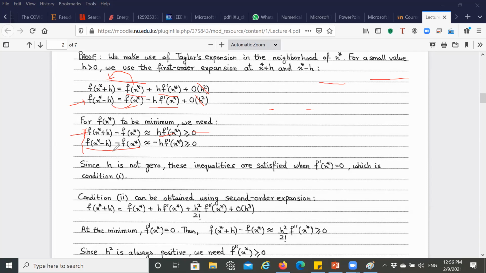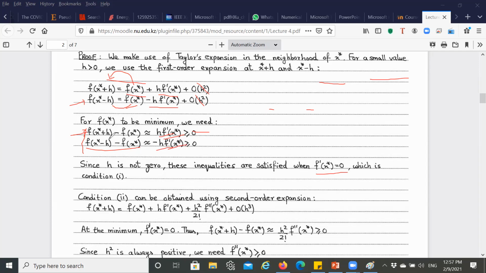This is only satisfied when f prime x star is equal to 0. These two can be satisfied only if this term is equal to 0. Otherwise, there's no way that these two would hold for some non-zero h value. So the only condition under which these two hold is when f prime x star is equal to 0, and that is when it satisfies the first condition.